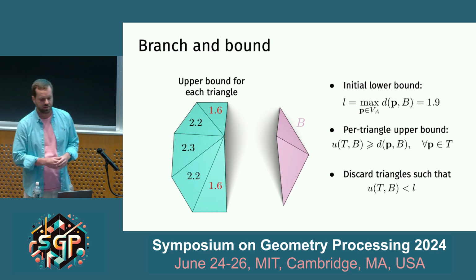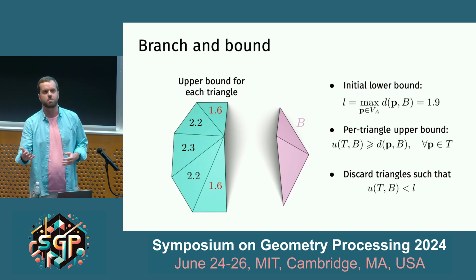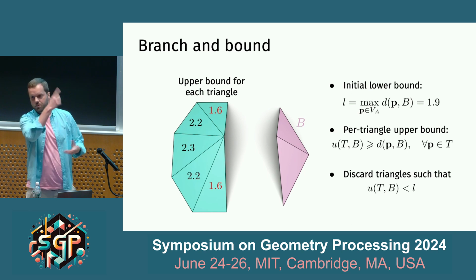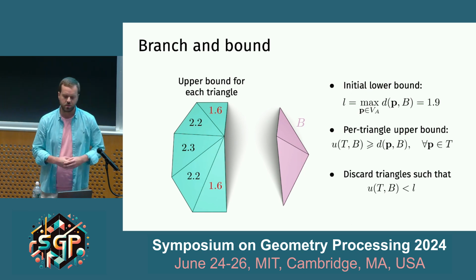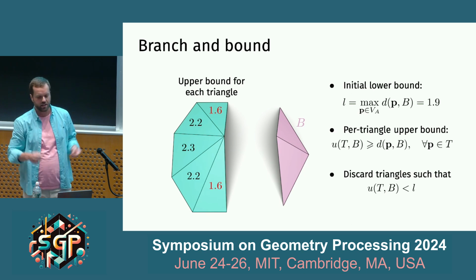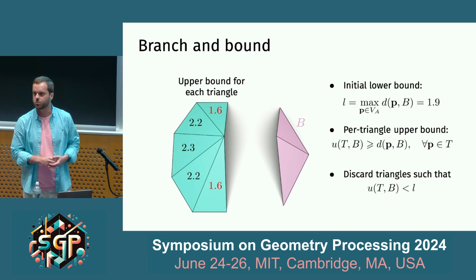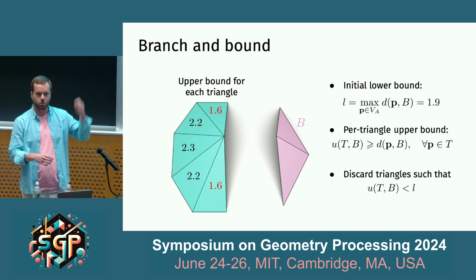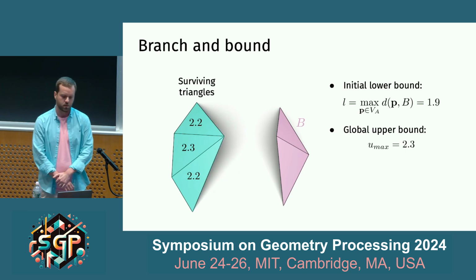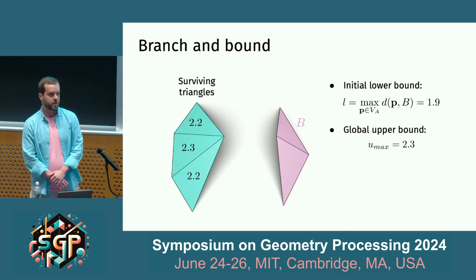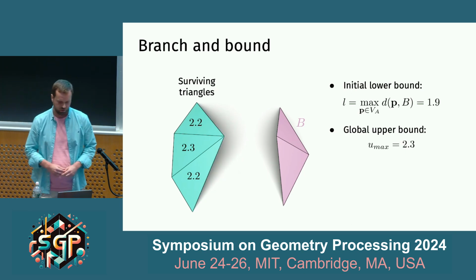Then the next step discards triangles for which the upper bound is smaller than the current lower bound. In this case, the wing triangles in this example. Indeed, since the maximum distance on the whole A is greater or equal to 1.9, and it does not exceed 1.6 on these triangles, the maximizer cannot belong to these triangles. The other three triangles from A proceed to the next steps.